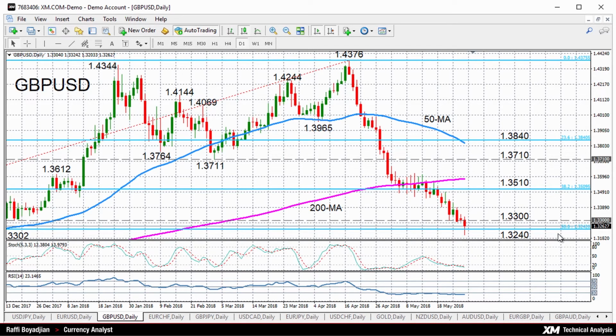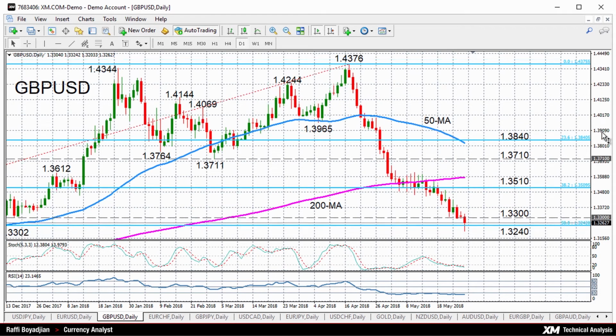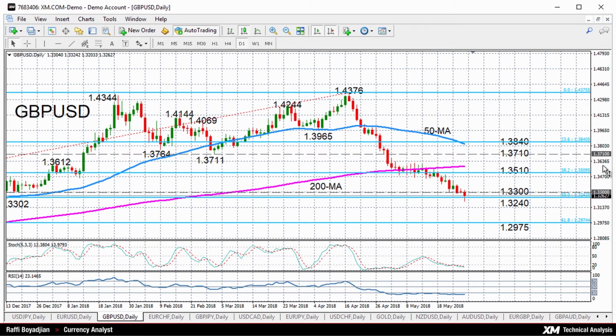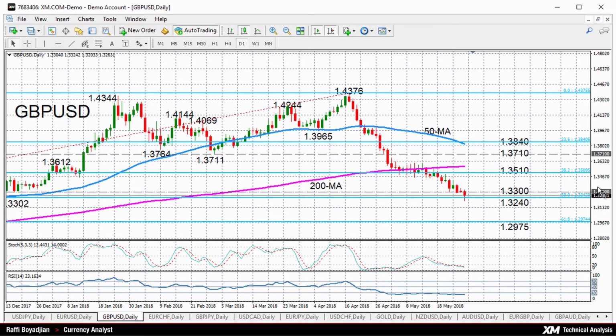We do have immediate support from the 50% Fibonacci retracement of the long-term uptrend from 1.2108 to 1.4376. A breach of that support area would potentially signal the start of a much longer downtrend, with the next support coming from the 61.8% Fibonacci at around 1.2975, and then below that the next support to be watched is just below the 1.26 handle, which is the 78.6% Fibonacci retracement.